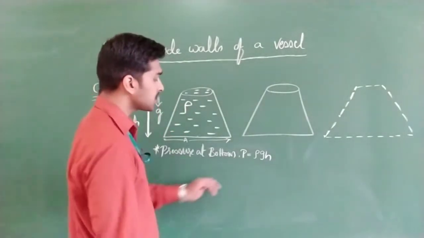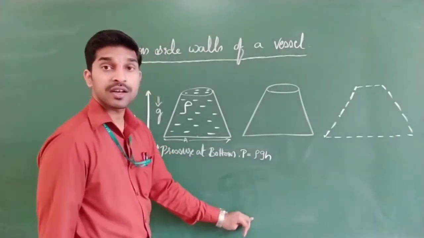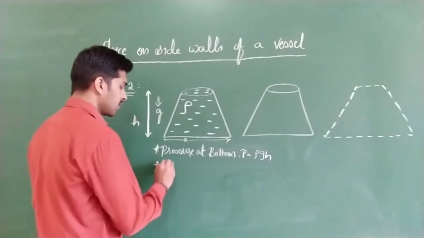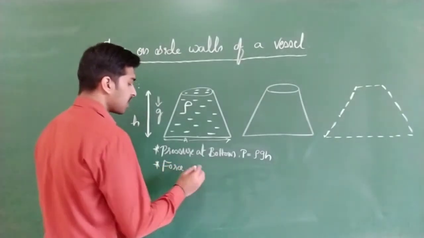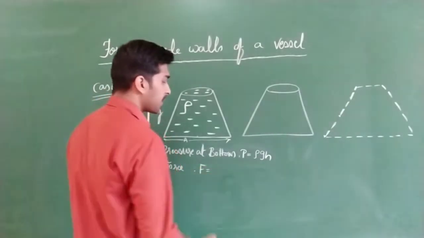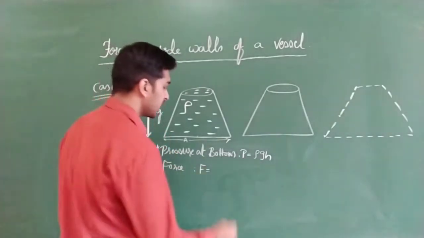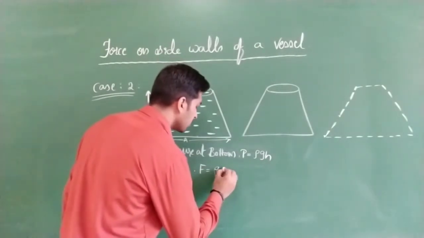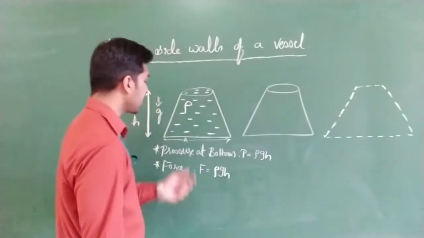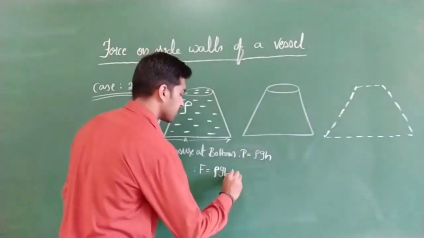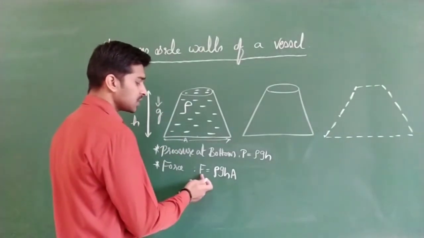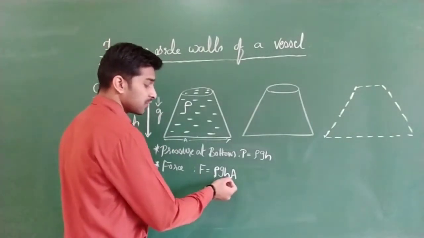Clear? Next, after calculating pressure, what is our next step? Go for calculation of force, correct? Force at this bottom, what will be happening for force? Force is nothing but pressure into area. Pressure is rho g h, and the area is nothing but A. Now we got that F is equal to rho g h A.